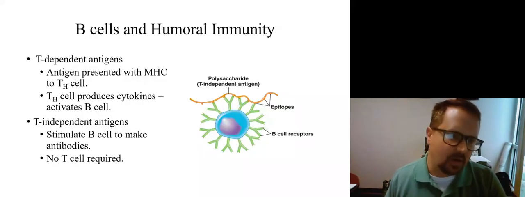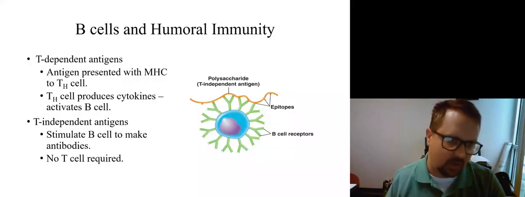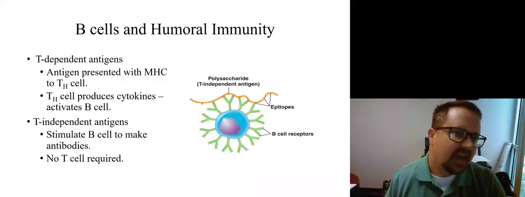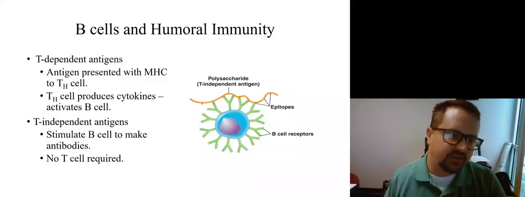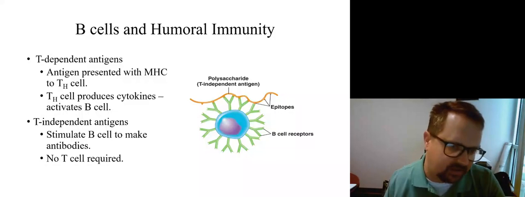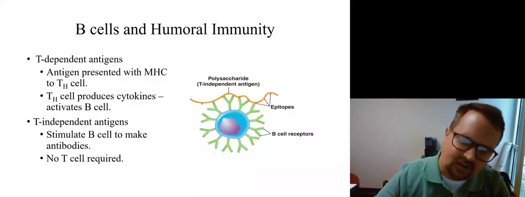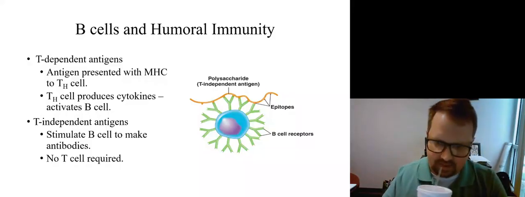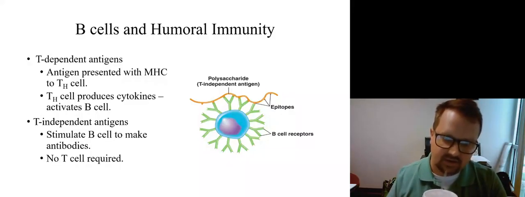B cells in humoral immunity, there's T-dependent antigens. They are antigens that are presented with MHC to a T helper cell. A T helper cell produces cytokines and it activates the B cell. Then there's T-independent antigens. They stimulate B cells to make antibodies with no T cell required. A T-independent antigen can show up, activate my B cell and sensitize it, and then a helper T cell can turn it on.